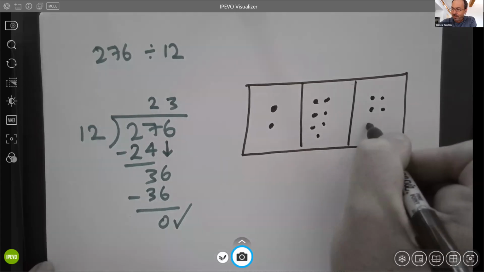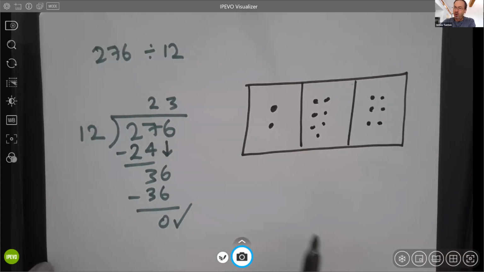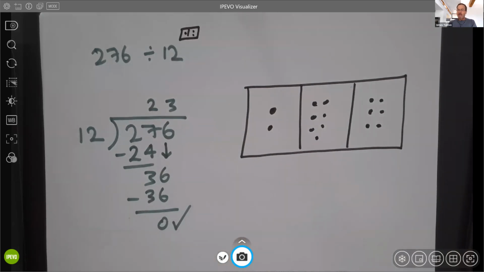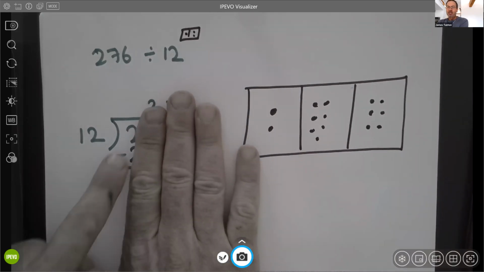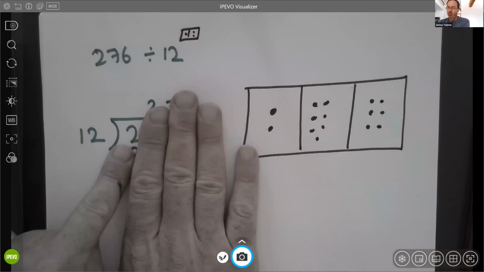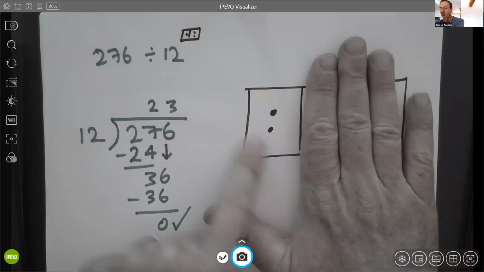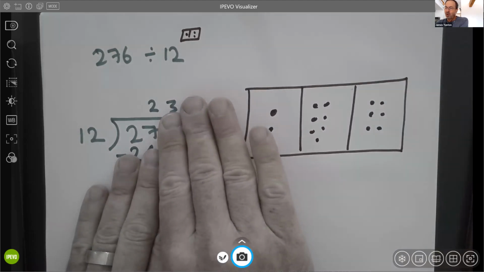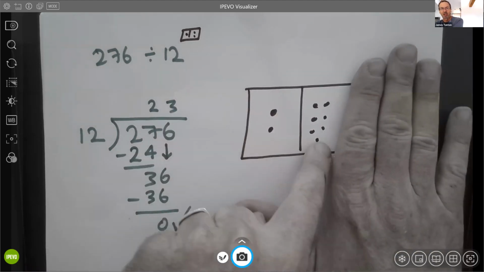276. There it is. And we're looking for 12. 12 was, remember, 1 dot next to 2 dots. All right, so what did the algorithm say? It said, okay, first look at the number 2, and you say, don't be silly. Well, that's what I did here. I looked at number 2, there's no 12s in there. And then they say, well, look at 2, 7. Oh, look at 2, 7. Look at this part of the picture.